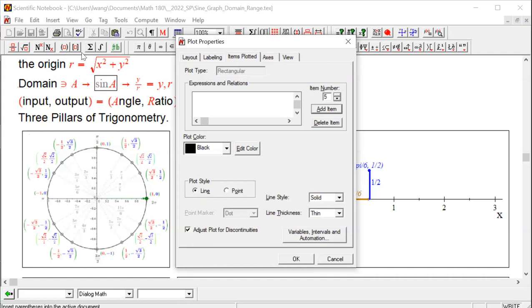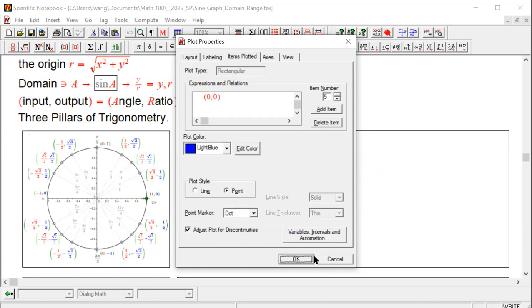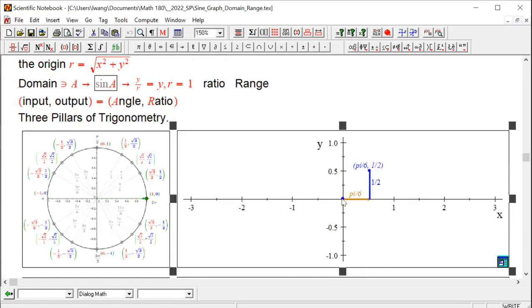So we're trying to be consistent, so that you can have that color coordination when we look at these pictures. That's for 0. When the input is 0, the output is also 0. When the angle is 0, the output is also 0 because y is 0.